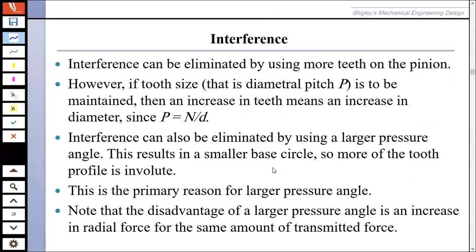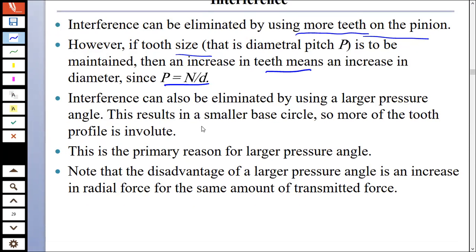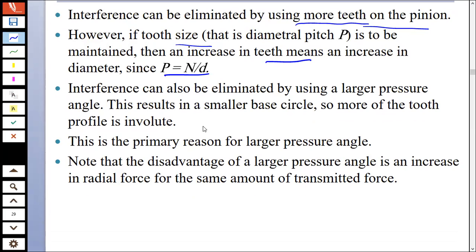Okay. So how do we eliminate interference? Interference can be eliminated by using more teeth on the pinion. However, if the tooth size, that is the diametral pitch, is to be maintained, then an increase in the teeth means an increase in diameter, because P is equal to N over D. So you cannot make a really big gear. Interference can also be eliminated using a larger pressure angle. Why? Because the teeth move away from each other and they are not going to dig into each other.